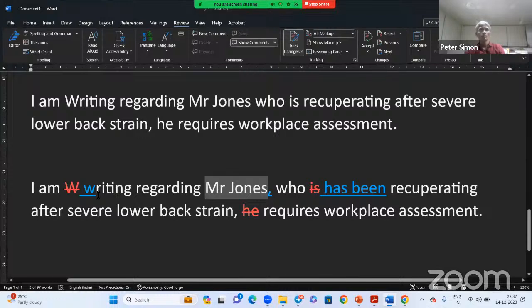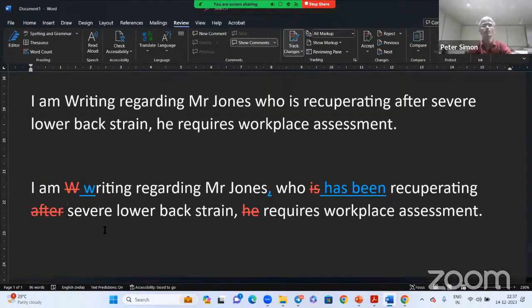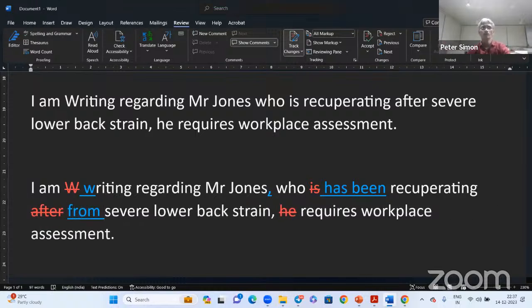Now, I'm writing regarding Mr. Young, who has been recuperating from severe lower back strain. Recovering from this problem, from, not recover after the problem. Problem is finished. What after recovery is there? Recovering from severe lower back strain. That's a problem. Requires workplace assessment. Yeah, fine. Okay, workplace assessment.